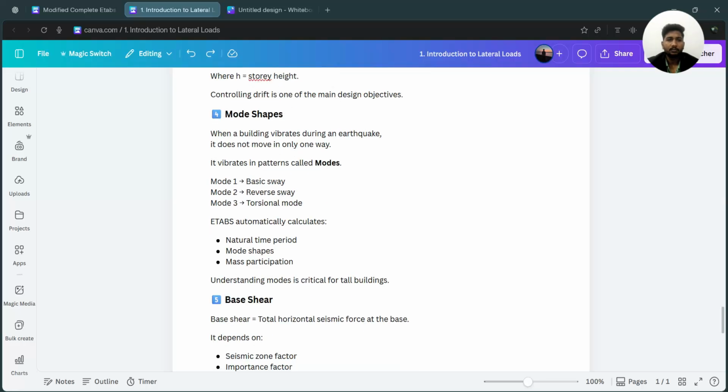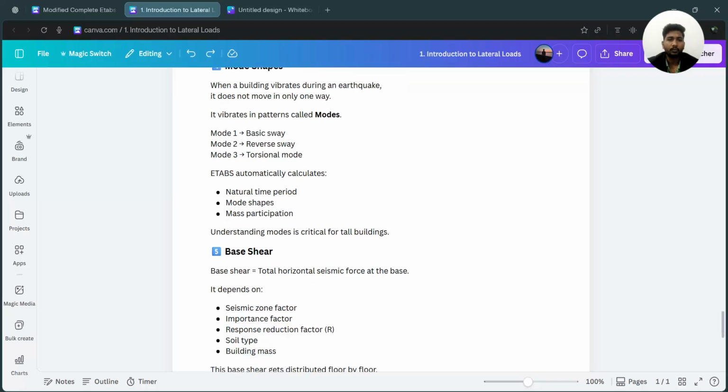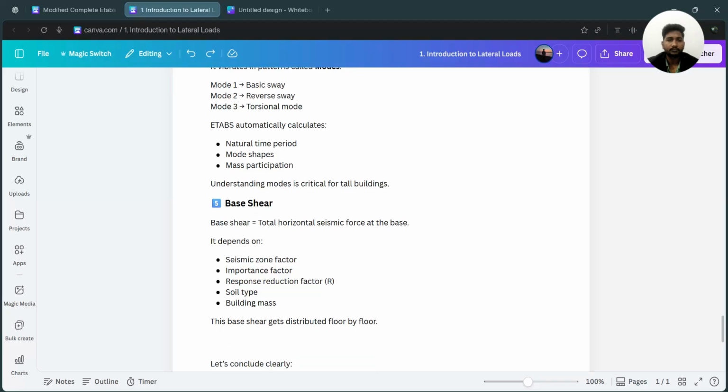Then after, we'll see the next part, that is the mode shapes. When a building vibrates during an earthquake, it does not move in only one way. It vibrates in patterns called modes. Mode 1 is the basic sway, mode 2 is the reverse sway, mode 3 is the torsional mode. ETABS automatically calculates the natural time period, mode shapes, and mass participation. Understanding the modes is critical for tall buildings.